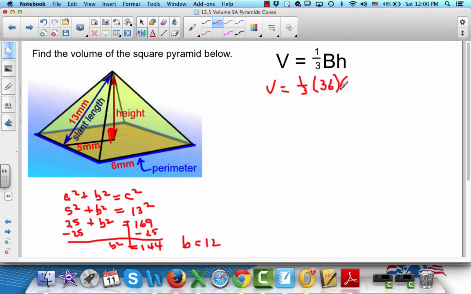So we can come up here now and put 12 here. Then we go volume equals. What's 1/3 of 36? That's right, it's 12, and 12 times 12 is 144, and it's millimeters. Volume is cubed. So that's a little wrinkle that's thrown in there so that you have to use the Pythagorean theorem.